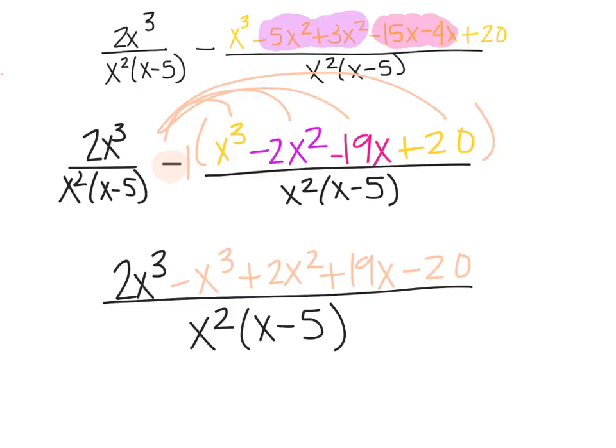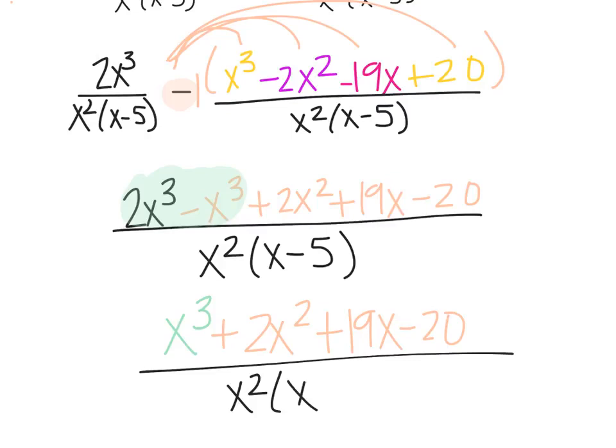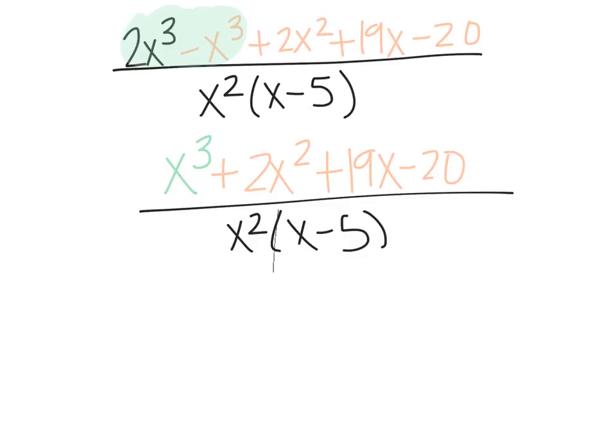And if we look at our problem the way it is now, we're looking to see if we can actually combine anything together. And hopefully you notice that we do have some like terms, that we can put our 2x cubed and our minus x cubed together. And 2x cubed minus x cubed is x cubed. So I end up with x cubed plus 2x squared plus 19x minus 20 divided by x squared times x minus 5. And that is as simplified as this problem is going to get. There's nothing else we can do to simplify this problem.